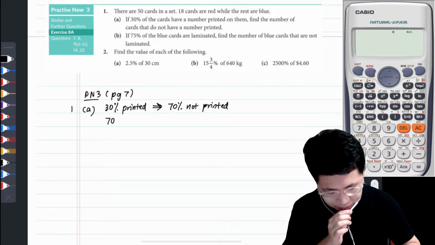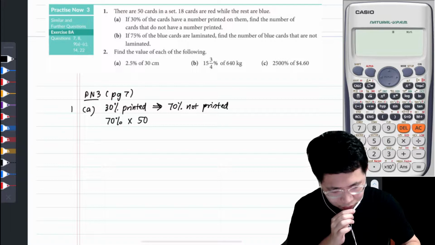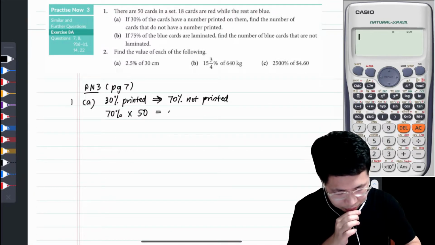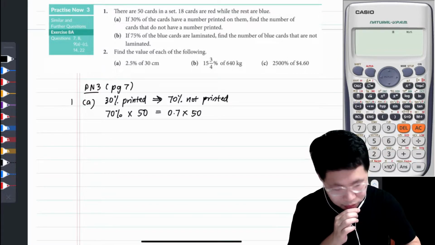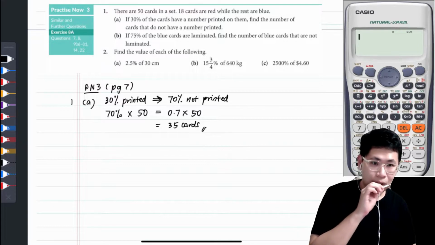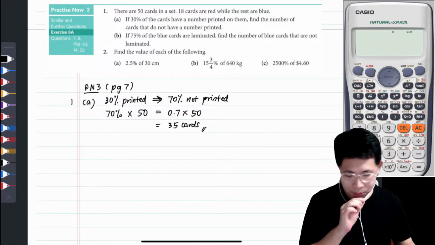So 70% of 50. Instead, I'm just going to write times 50. If you press your calculator, this would be 0.7 times 50, and this is 35 cards. So what we want is 35 cards for part A. So 35 cards do not have a number printed.